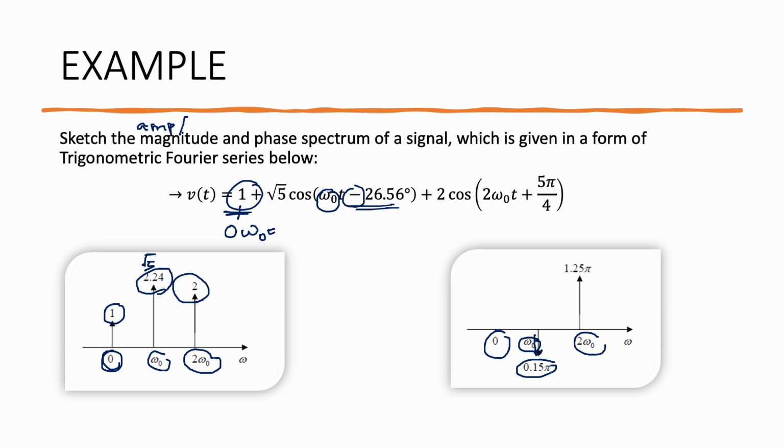At 2 omega naught, the value of the phase is 5 pi over 4, so it is equivalent to 1.25 pi. Since it is positive, it is pointed upward, right?